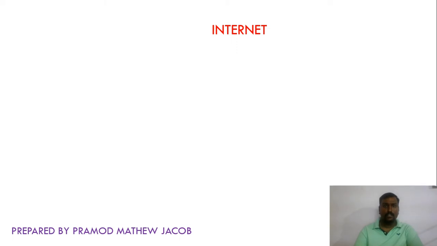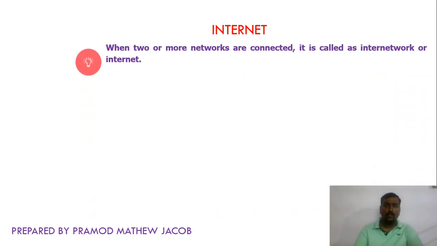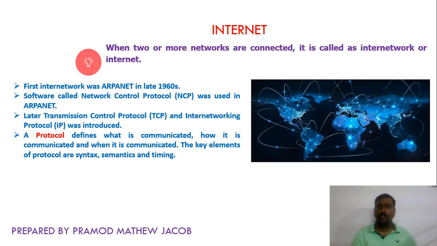First let's understand what is an internet. When two or more networks are connected together, it is called as internetwork or internet. The first internet network was ARPANET, which is introduced in late 1960s. The protocol used in ARPANET is Network Control Protocol, which is abbreviated as NCP. Later, they have introduced some new protocols called Transmission Control Protocol and Internet Protocol, TCP/IP.